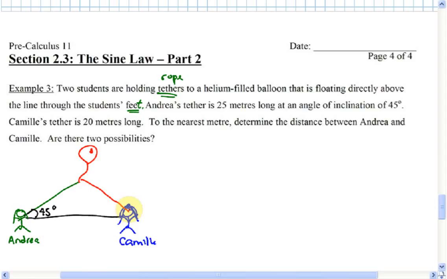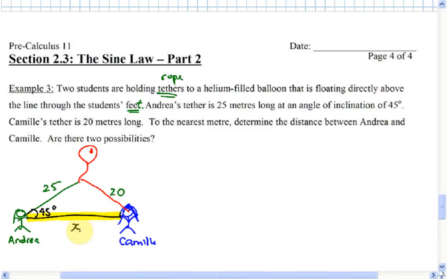Good job, Ashley. Andrea's tether is 25 meters long, so this is 25. Camille's tether is 20 meters long, so over here. To the nearest meter, determine the distance between Andrea and Camille. So I want you to figure out this part, the one in black. Let's call that X.